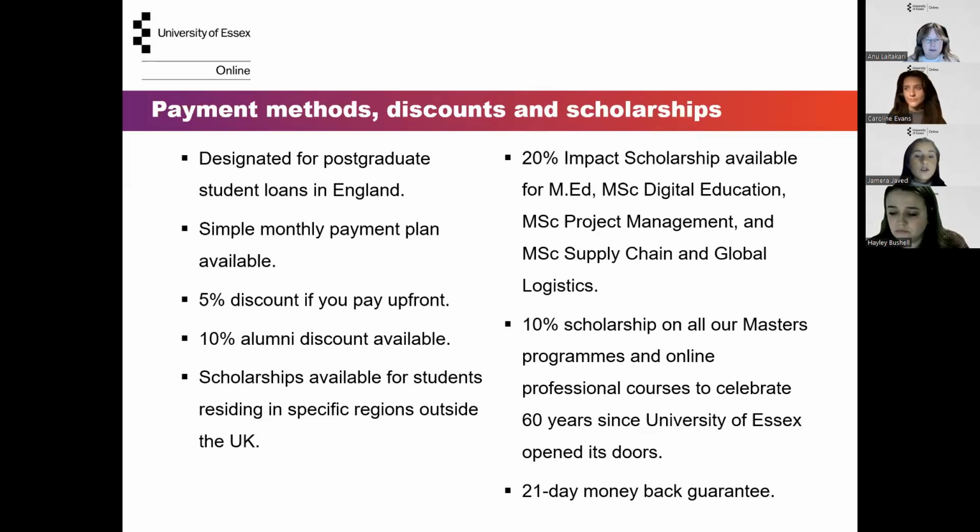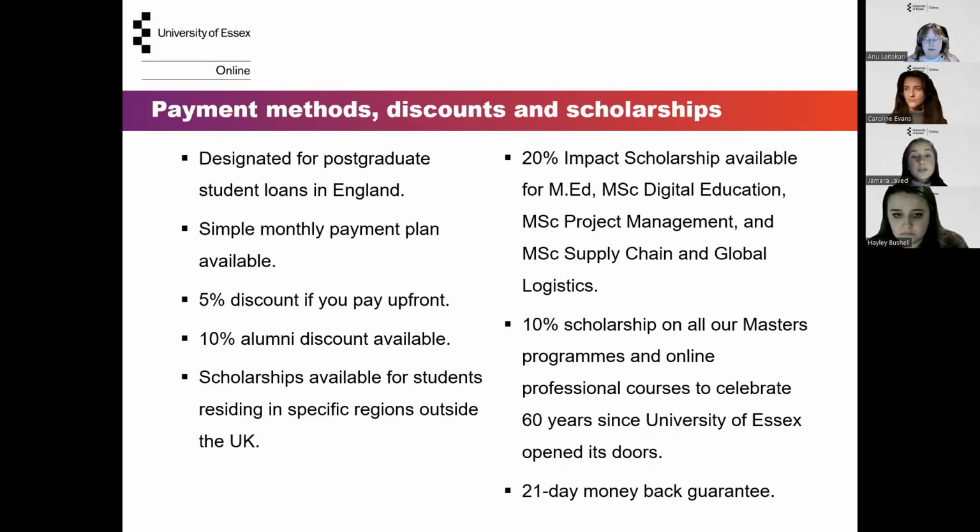As mentioned, we also offer a monthly payment plan. If you pay in full, you will be provided a 5% discount for making that upfront payment. We are also offering a 10% alumni discount. And we also offer our international students who are from certain regions outside of the UK scholarships, and you can find more information by contacting us directly or speaking to one of our admissions advisors. Usually that scholarship is within 10% or 5% depending on the region that you live in.